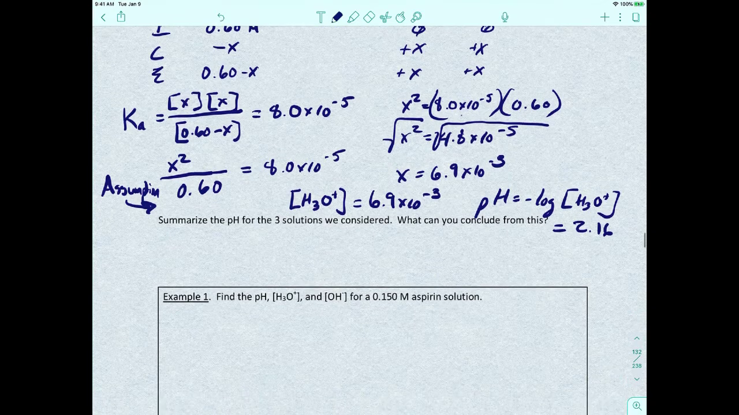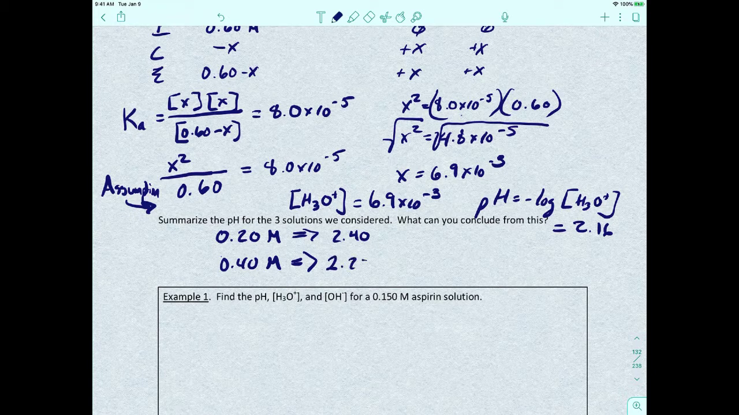All right, so think about the problems that we've done in the last video and what we just did. We saw that when the concentration was 0.20 molar for vitamin C, the pH was about 2.40. And when the concentration of ascorbic acid was 0.40 molar, we saw that the pH was 2.25. And then we just saw in this problem that if the concentration of ascorbic acid was 0.60 molar, the pH went down to 2.16.